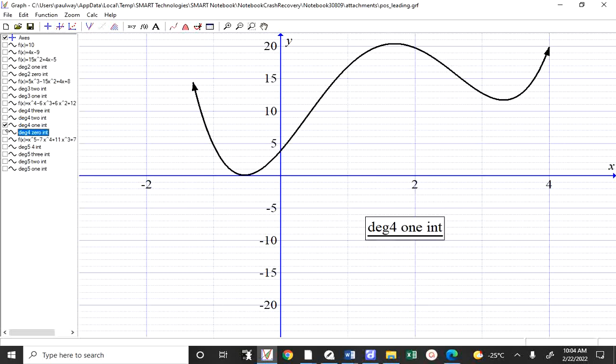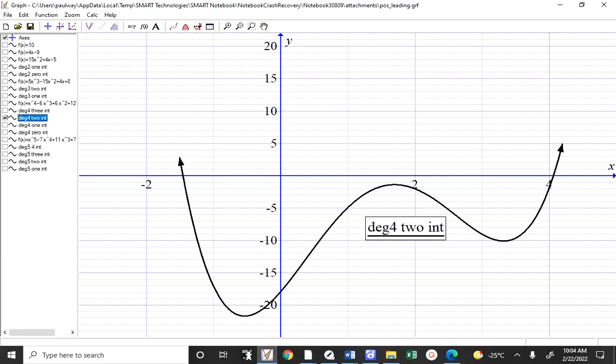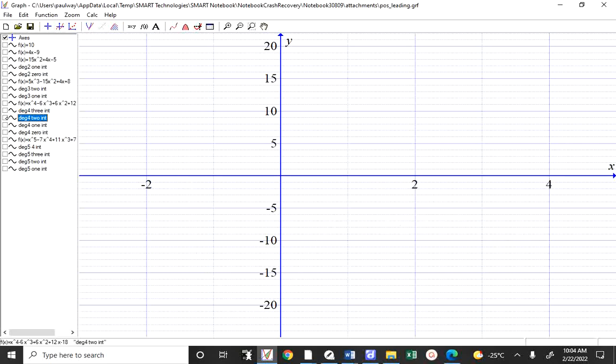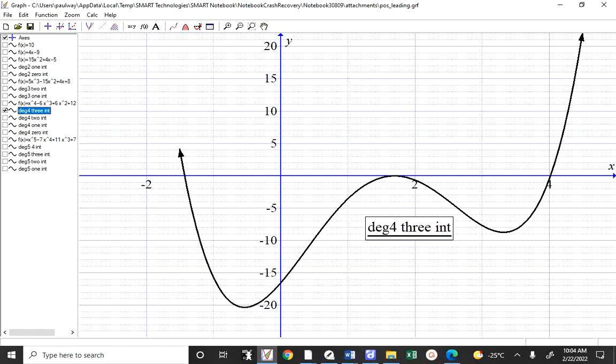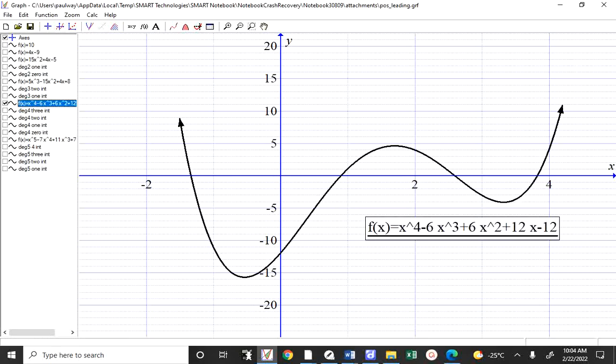Could it have 2? Well, let's move it down a little bit more, or a lot. It doesn't matter. There's lots of ways you can do this. It could have 2. Could it have 3? Sure. And it can have 4. So because it's an even degree, degree 4, it can have 4 x-intercepts, or 3, or 2, or 1, or 0. Because it's an even degree, it can have 0. Let's go to degree 5.